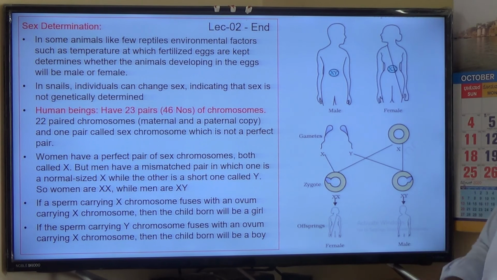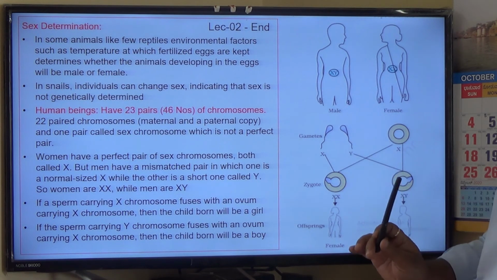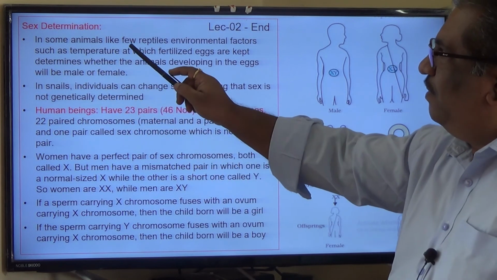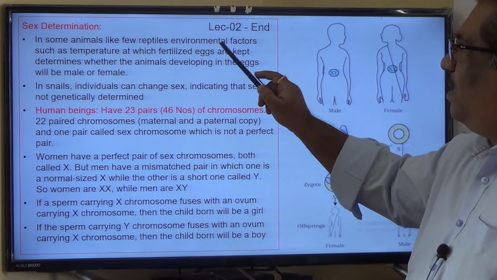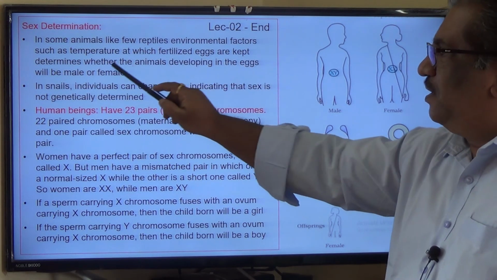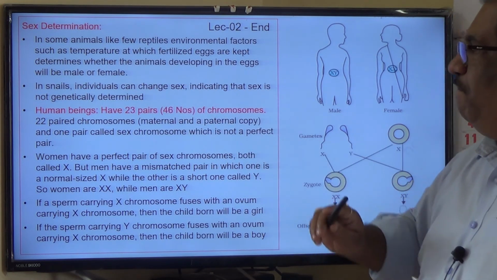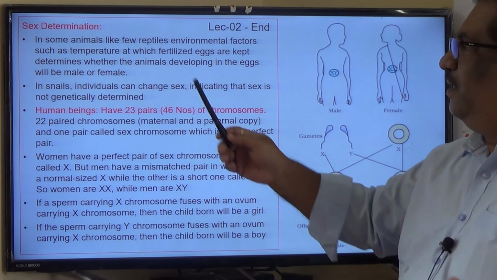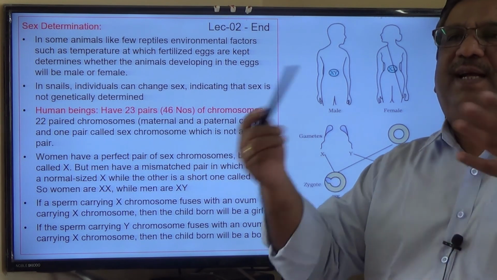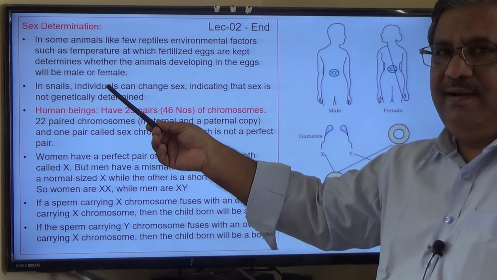Next, see here the sex determination. That means how the sex is determined in human beings as well as in a couple of animals. We'll try to see this. In some animals, like a few reptiles, environmental factors such as the temperature at which fertilized eggs are kept determine whether the animals developing in the eggs will be male or female. That means the temperature of the environment in which the fertilized eggs are kept will decide whether the newborn will be a male or a female.